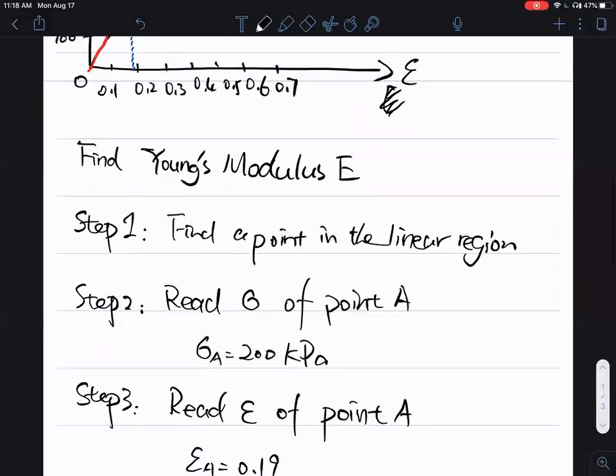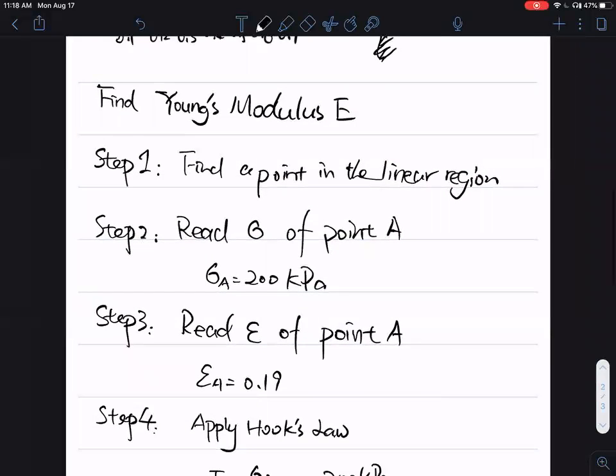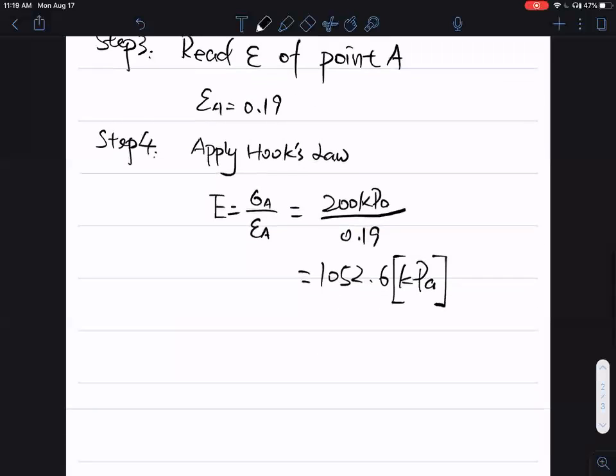All right. Any questions about how to find Young's modulus? Just follow these four steps, it'll be good.